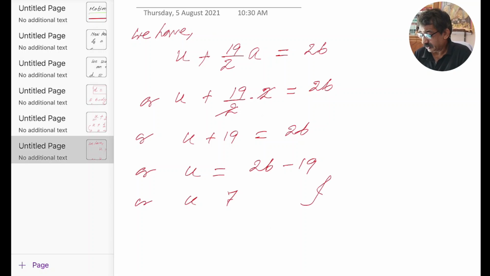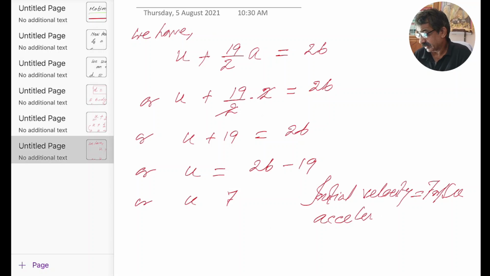Hence, initial velocity is equal to 7 meter per second, and acceleration is equal to 2 meter per second square. So this is the problem.